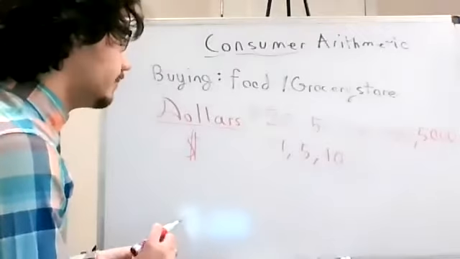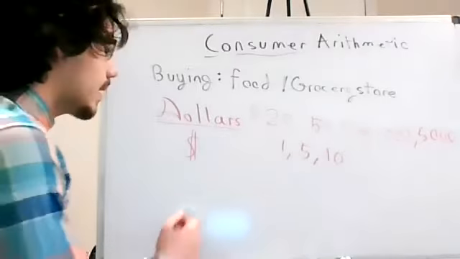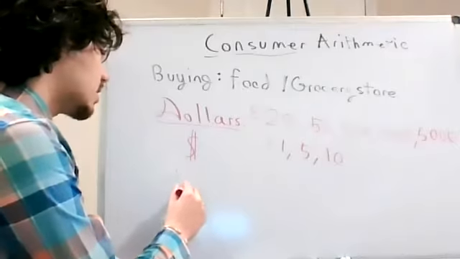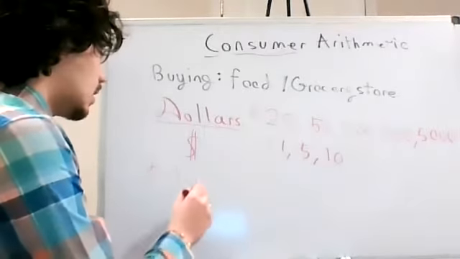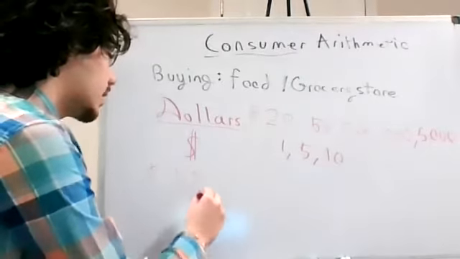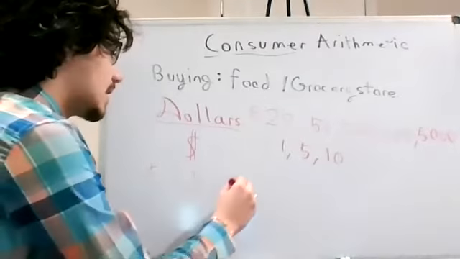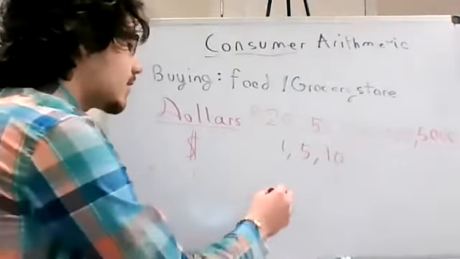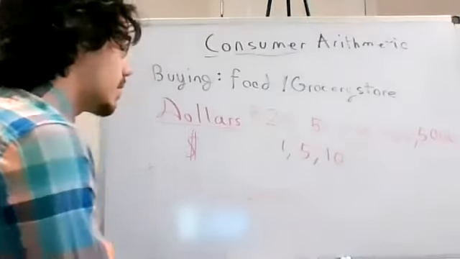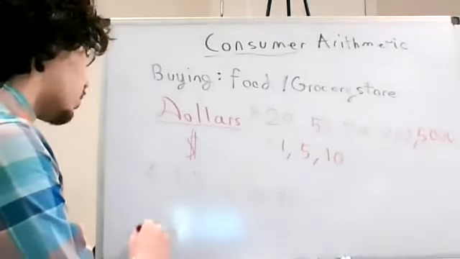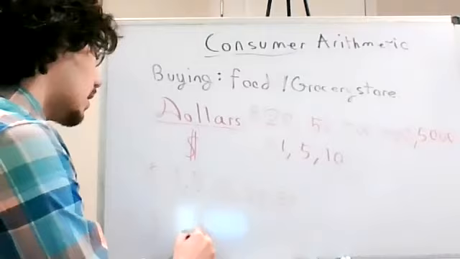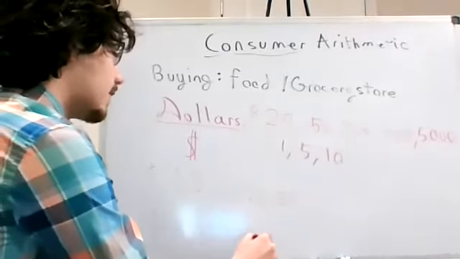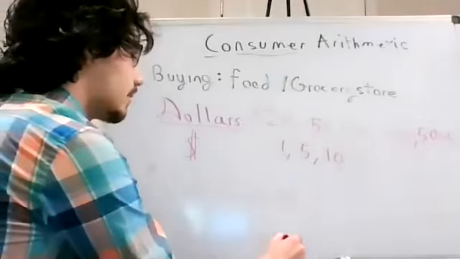So in America, the way we have it is that we have a penny, which is 1 cent. We have a nickel, which is 5 cents, a dime, which is 10 cents, and a quarter, which is 25 cents. We have a 50-cent coin, but we don't really use that. And after that, we just have regular dollars, which are 1, 5, 10, 20, 50, and 100.